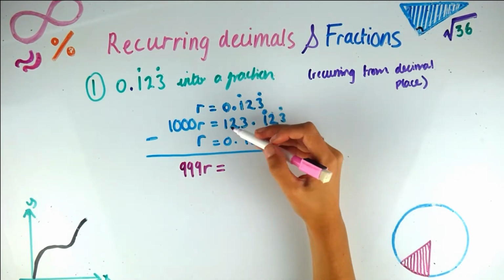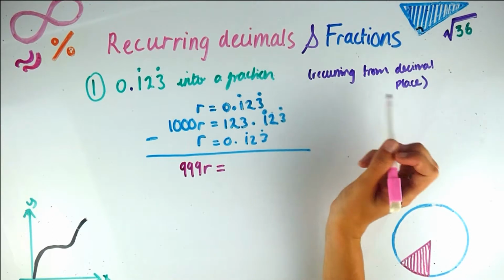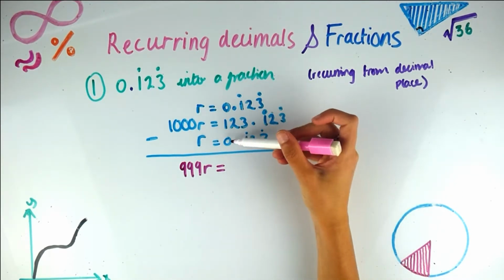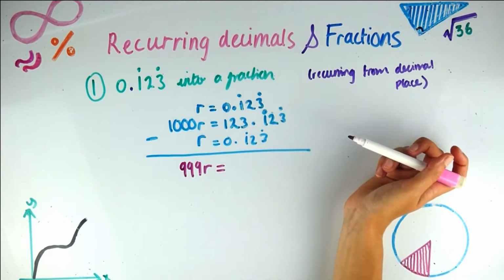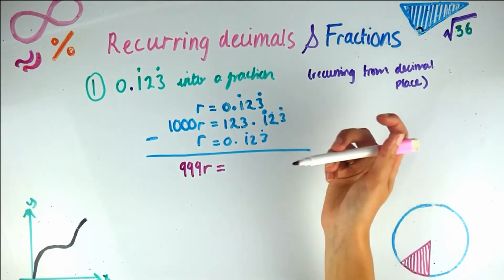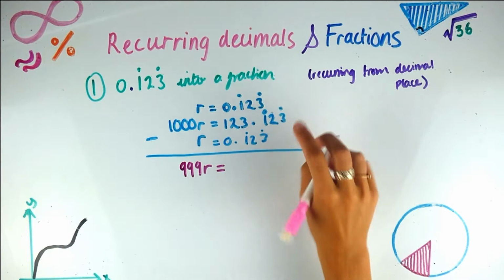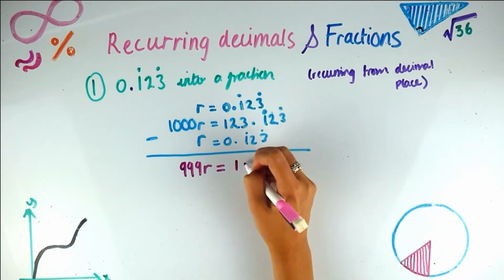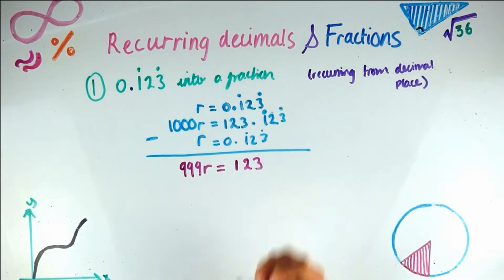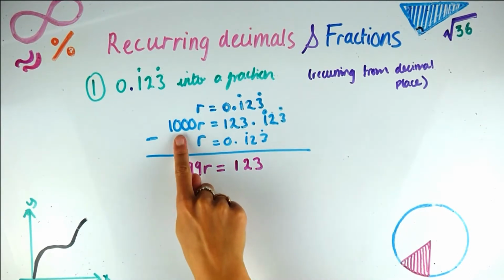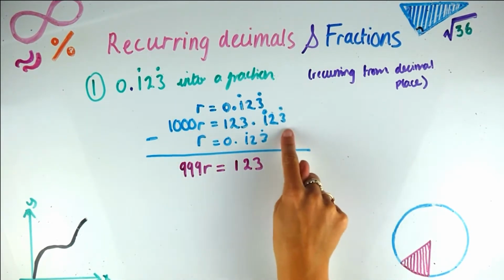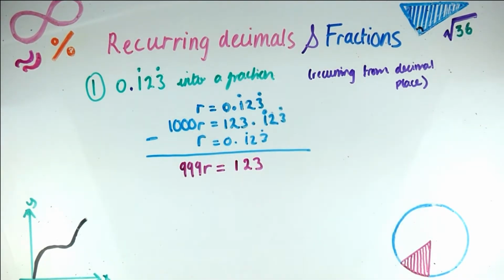This part we have 123.123131313 take away 0.123131313. Basically, the reason we've done that is that now these parts after the decimal point subtract, so they cancel each other out. So we're left with 123. That is why we get this part: we have the same part after the decimal point, so we can then get rid of it.